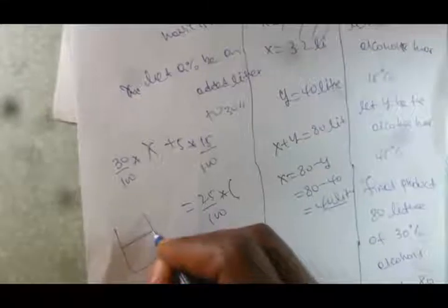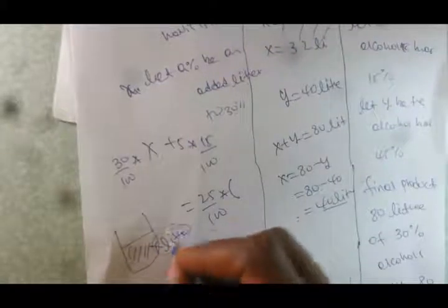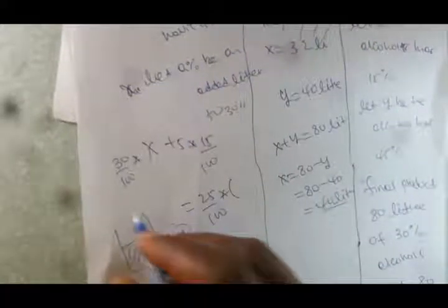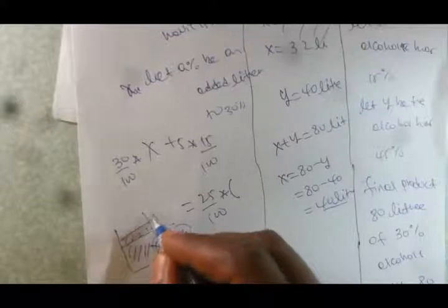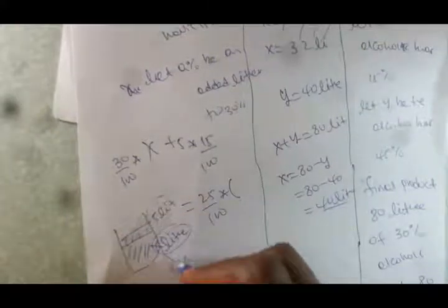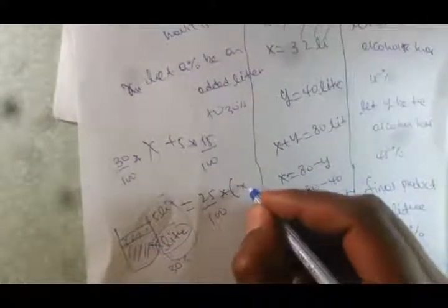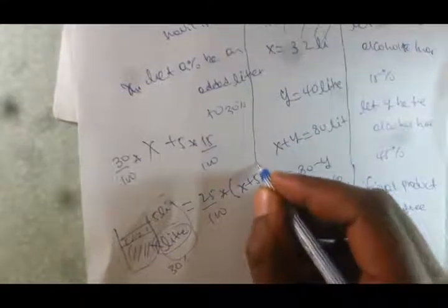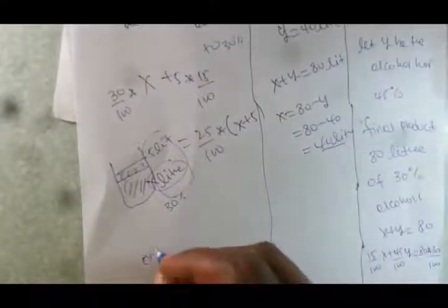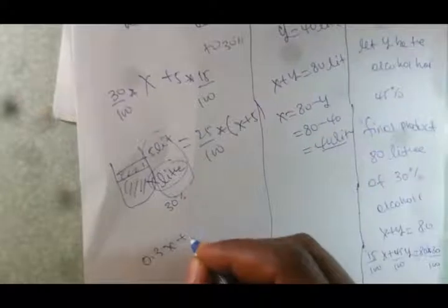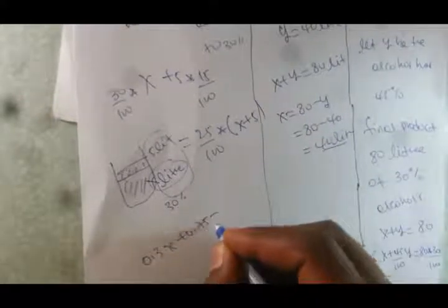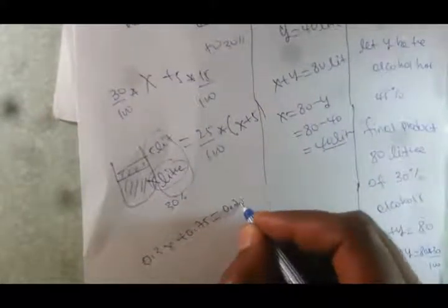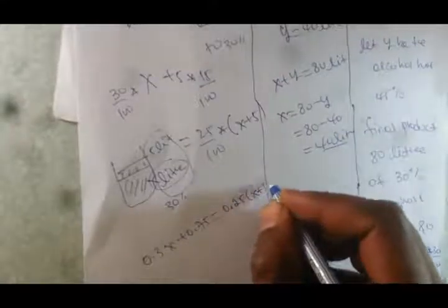The total value will be, you have initially x liter that have a solution of 13% alcohol. When you add a 5 liter, the total value will be the sum of these two numbers. That means x plus 5 liter. Therefore 0.3x plus 0.75 is equals to 0.25 times x plus 5.